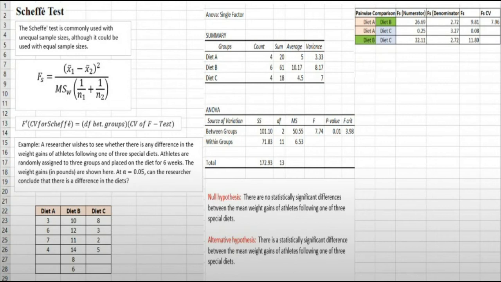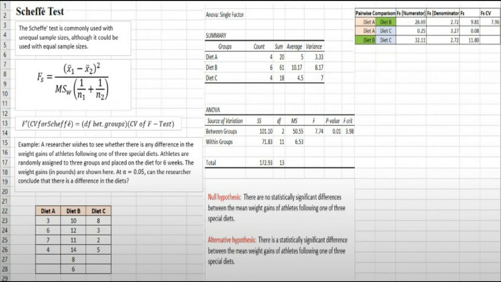Now let's start with this row comparing diet A and diet B for the numerator. All we need to do is type the equal sign, then open parenthesis, and get the difference of the means of A and B. We can see here that the mean for diet A is 5. So we need to subtract from that 5 the mean 10.17 for diet B, and then close parenthesis and square this value, because in the formula we need to square the difference of these two means. So press enter, then we have 26.96. Let's do this with the remaining cells.